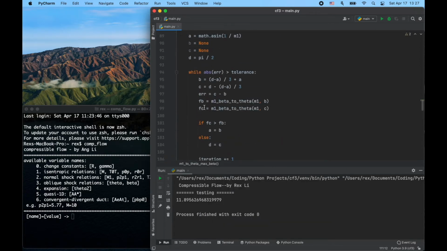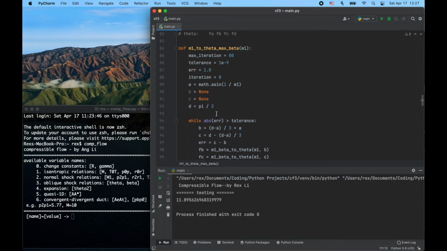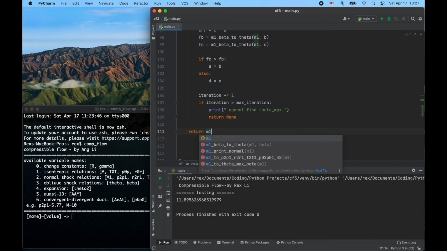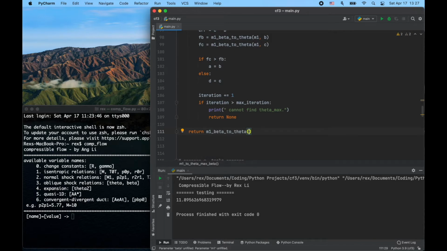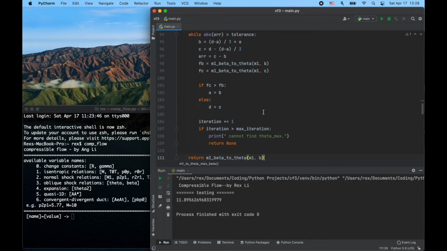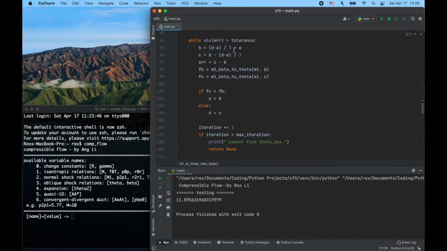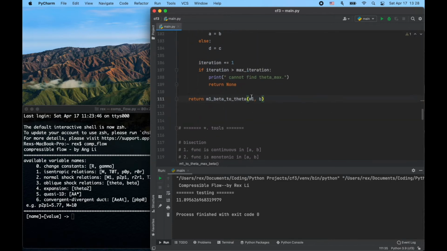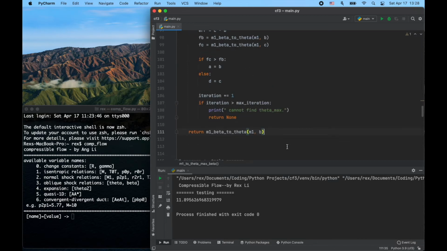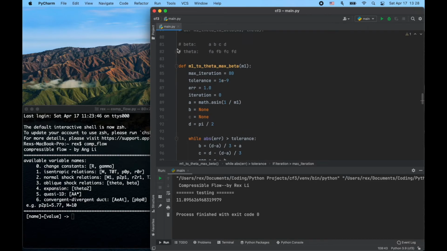Theta max is going to be, so B and C are beta values, and theta max is going to be, we have to use that function to find it. We can use either C or B because, as I mentioned, they are really close. They are smaller than this value, the difference between them. So yeah, use that and B. And let's test it before we move on.